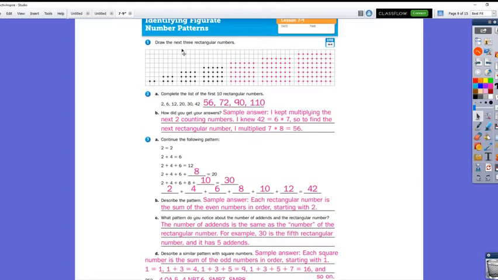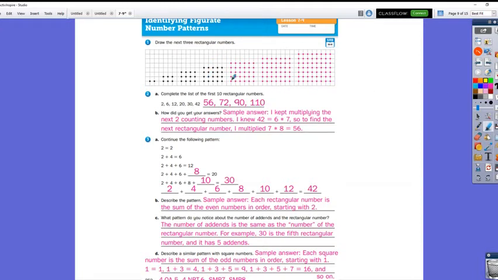Page 252, identify number patterns. You should have drawn the next 3 rectangular numbers. These are all rectangular because the number can be put into a rectangular array. So here is an array for the number 2, and it's in a rectangular form. 6 is also a rectangular number. 12, also a rectangular number because it can be put into a regular array. And this one was 20. 1, 2, 3, 4, 5. Yep, this is 20, also put into a rectangular array.